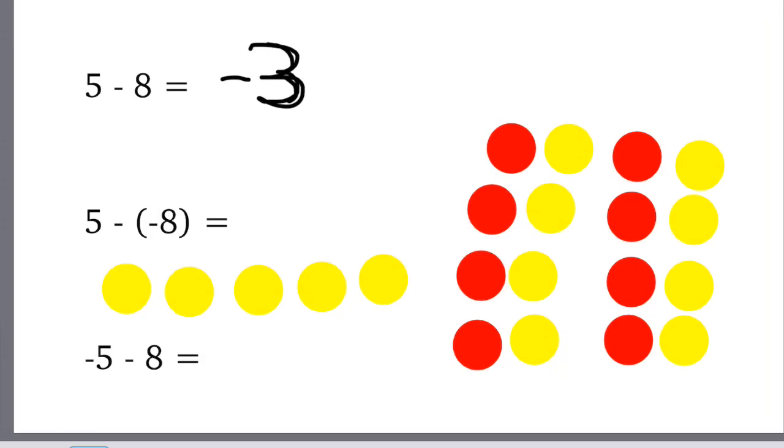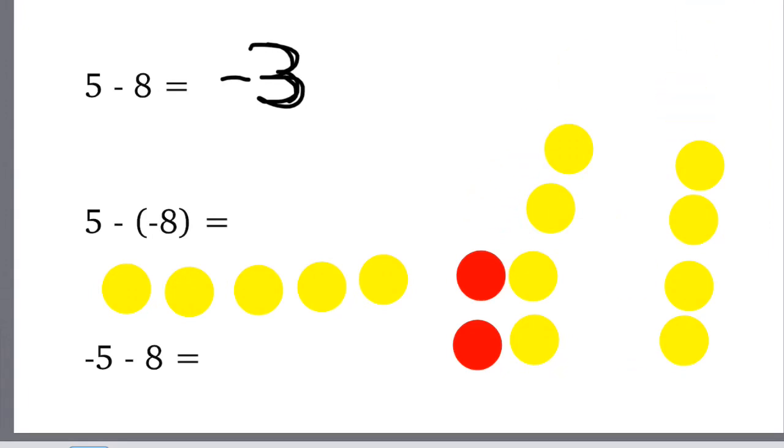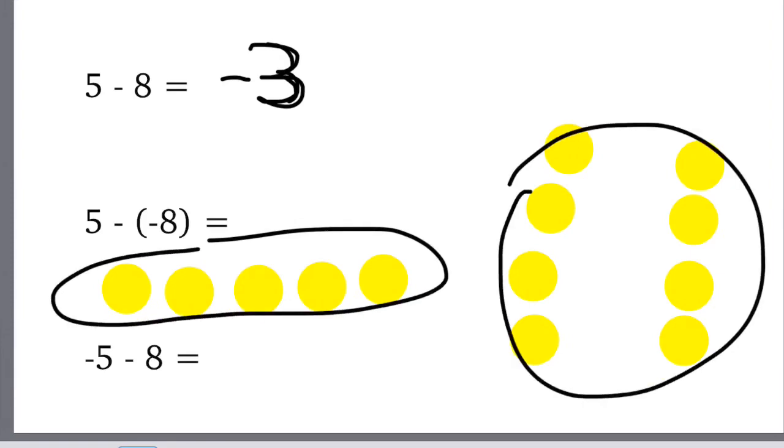So now I can take away 8 negatives. 1, 2, 3, 4, 5, 6, 7, 8. Now, these are not zero pairs, but they are part of our solution. 5 plus 8. We have 13 positive counters. So the answer to 5 minus -8 is 13.